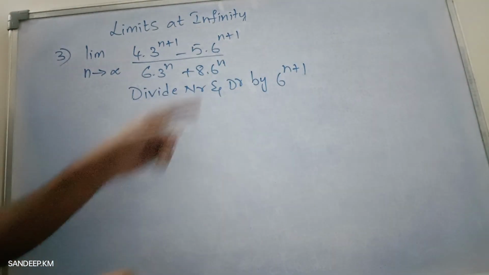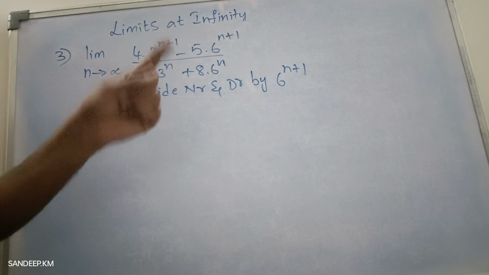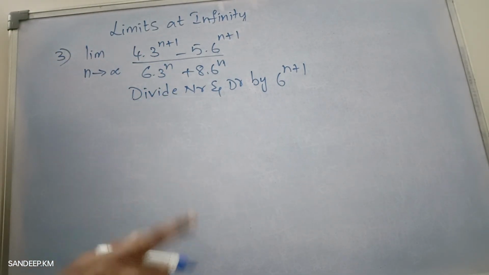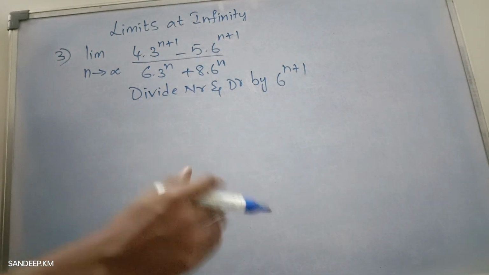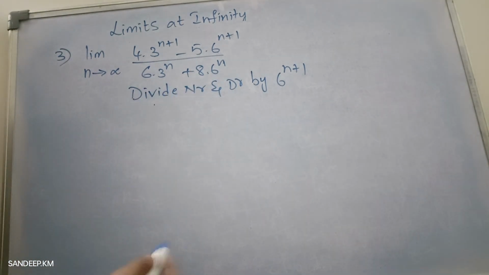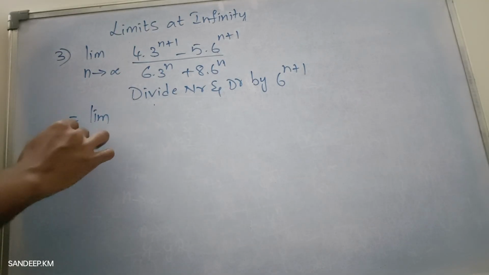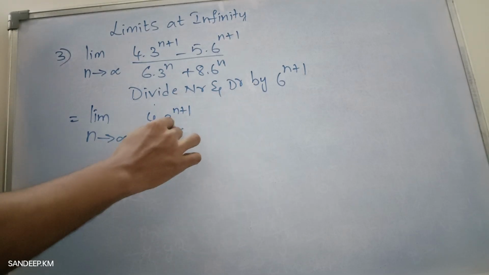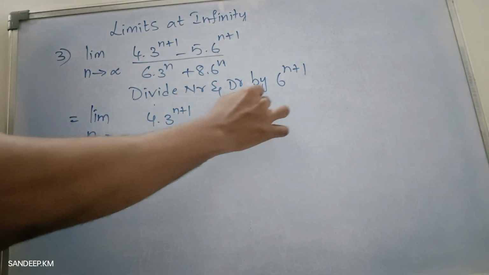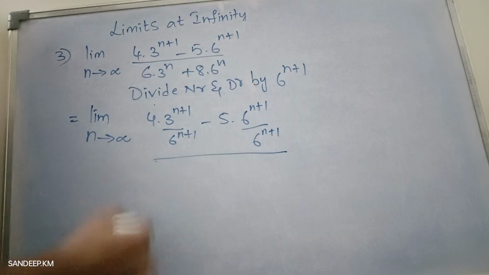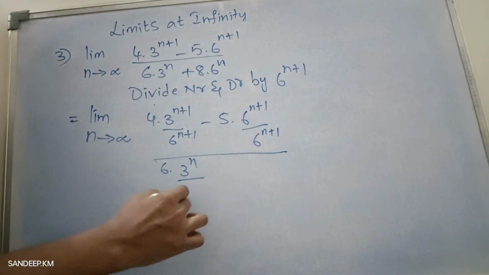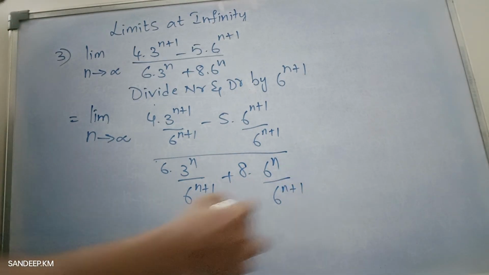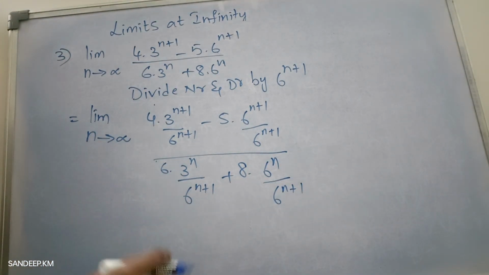See, if I divide with 6 powers, I'll get proper fraction power infinity. And if I divide with 3 powers, I'll get improper fraction power infinity. We do not want improper fraction power infinity. We want proper fraction power infinity. Now I'll divide the numerator and denominator by 6 power n plus 1. So limit n approaches infinity of 4 into 3 power n plus 1 divided by 6 power n plus 1, minus 5 into 6 power n plus 1 divided by 6 power n plus 1, whole divided by 6 into 3 power n divided by 6 power n plus 1, plus 8 into 6 power n divided by 6 power n plus 1. I divided the numerator and denominator by 6 power n plus 1.